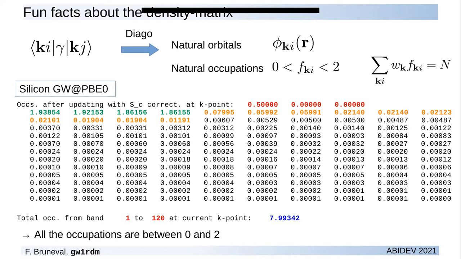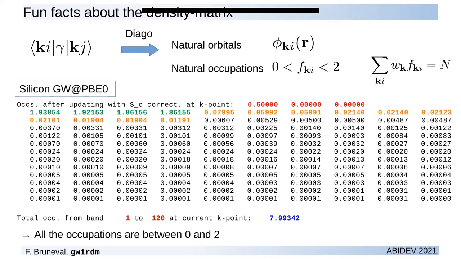As I said, fortunately, we're happy because all these numbers are contained between 0 and 2. So this is the first sanity check that we are doing something correct. But you see, in contrast with Kohn-Sham, we don't have just 2 or 0, but fractional occupations that continuously go from 0 to 2. There are orbitals in green that are clearly occupied, with an occupation close to 2. Some in orange are quite empty, but not completely empty, and all the black ones have very small occupation numbers.